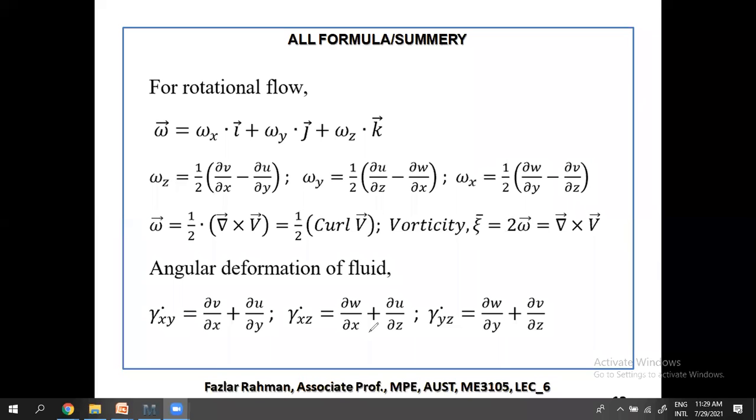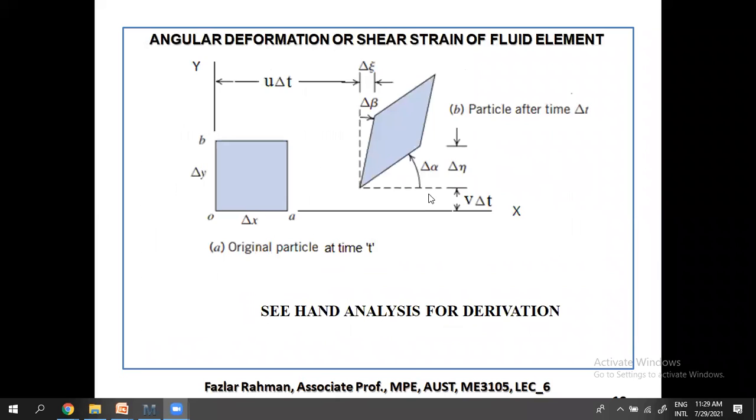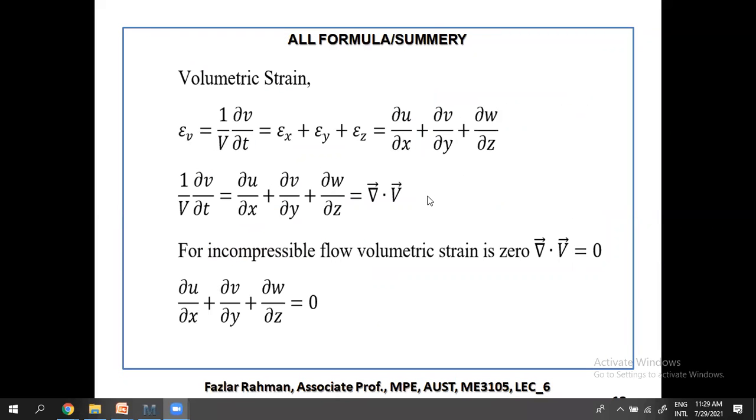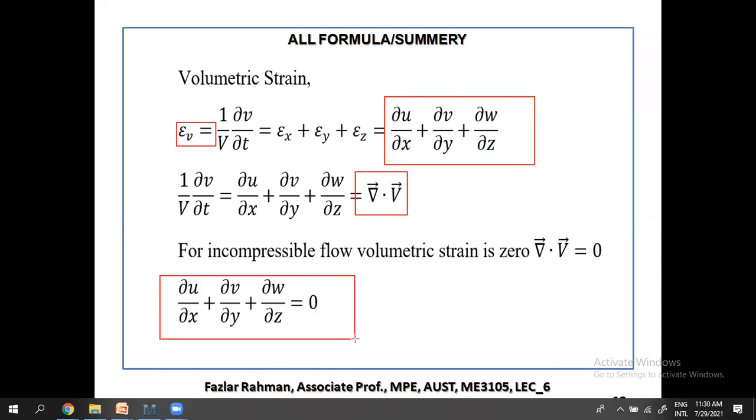Okay, we show you all the formula, like what will be the formula. All the formula I summarize right over here. This one is volumetric strain. This is the formula. In short form, it will be like that. For incompressible flow, volumetric strain will be 0.